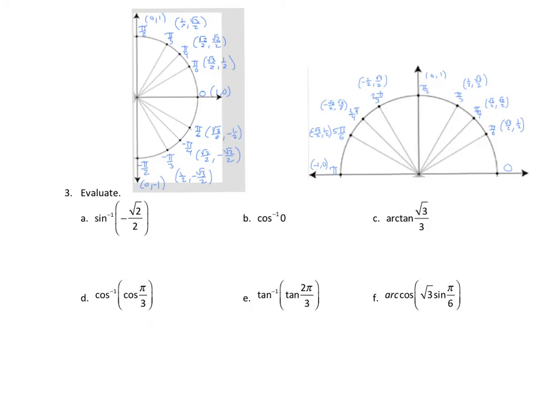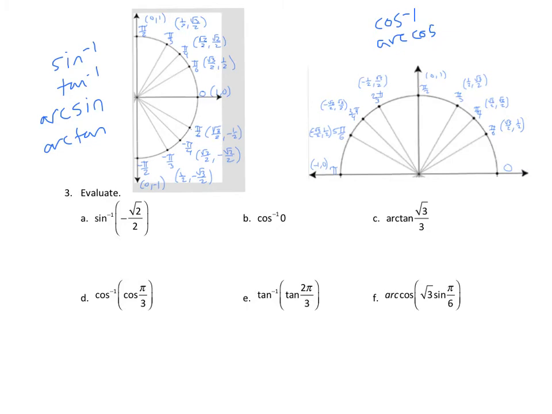Now to evaluate our inverse trig functions for sine inverse and tangent inverse, which we sometimes call arcsine and arctangent. Those mean the exact same thing as sine inverse and tangent inverse. We're going to be looking at this D-shaped part of the unit circle. And then for cosine inverse, which we can also call arc cosine, we look at the top half of the unit circle from 0 to pi.